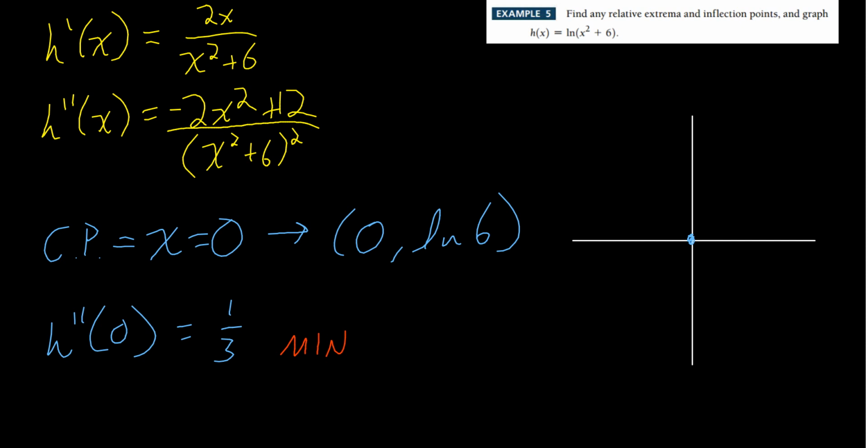Okay. Well, I'm sorry, 0 and natural log of 6. What is the natural log of 6? Natural log of 6 is 1.79, so about 1.8. So let's make some tick marks before we begin this. Let's make them big, actually. So 1, 2, 3, 4.